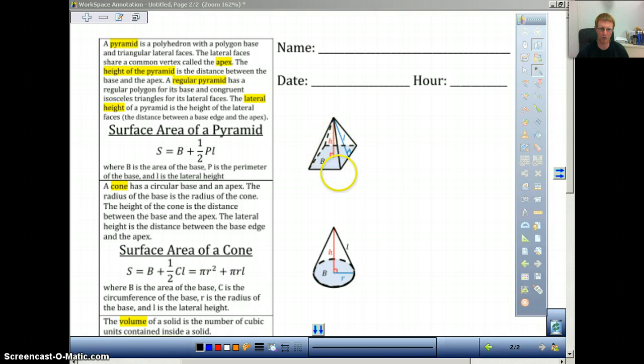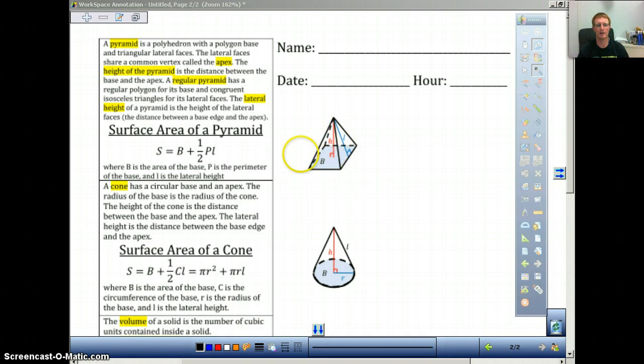You just have to figure out what the area of the base is and then figure out the four areas of the triangles. In most cases, the area of the four triangles may be the same. So once you find one area of a triangle, you might be able to find the rest of them fairly easily, because if it's the same, then we just know how many triangles we have.